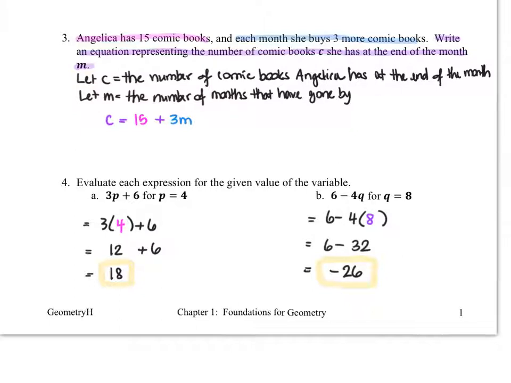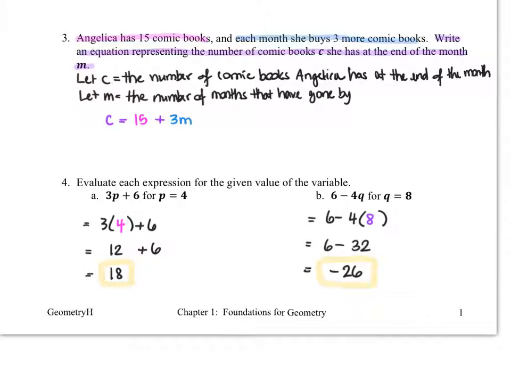And in this case, we had Angelica starting out with 15 comic books, and then each month she buys 3 more. When she buys 3 more comic books per month, we know that that's a rate of change or a slope, and that's going to be 3 times M, which is the number of months that have gone by. So when we write the equation representing the number of comic books C that Angelica has at the end of each month M, we write that as C equals 15, her starting amount, plus 3 times the number of months that have gone by. So we can plug in the number of months that have gone by and determine how many comic books Angelica has.